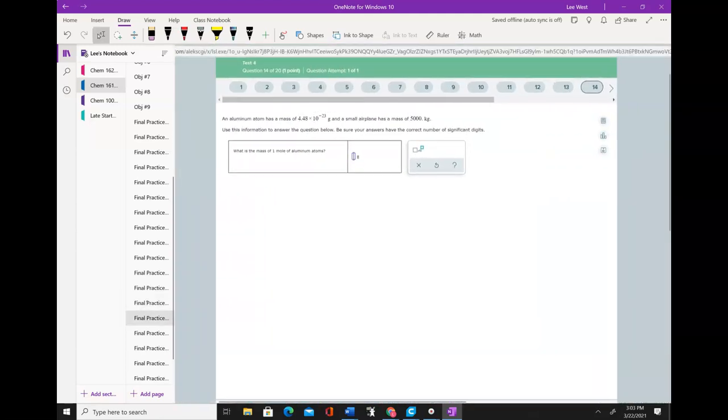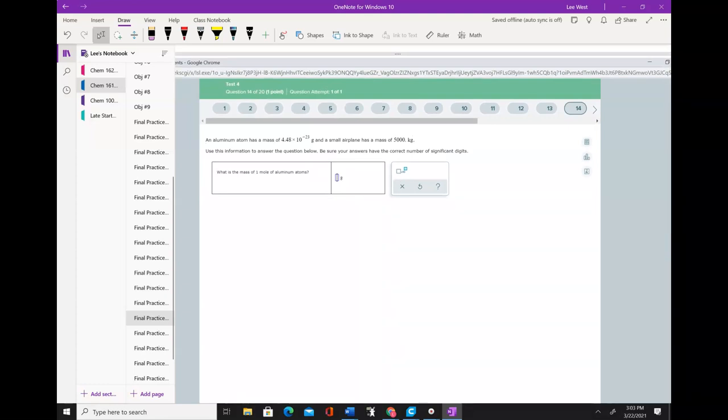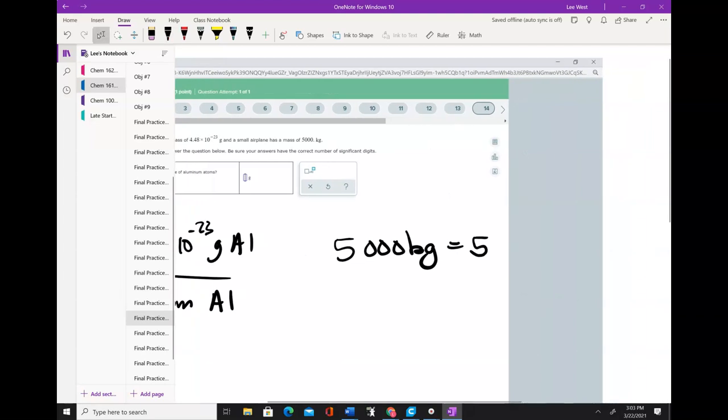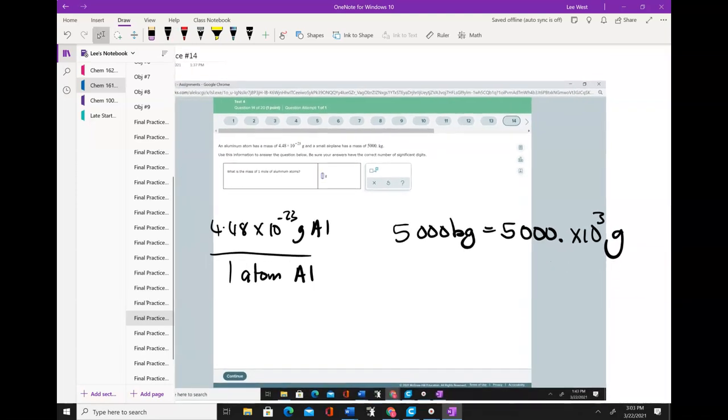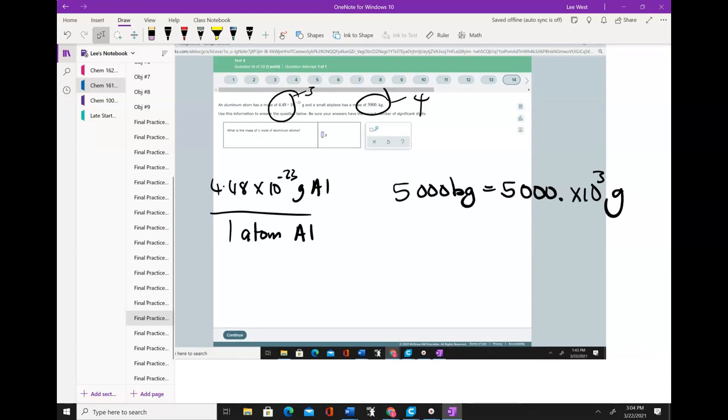All right. Oh, this looks like some kind of applied stoichiometry problem, doesn't it? An aluminum atom has a mass of 4.48 by 10 to the minus 23 grams. So that feels like they're just giving you a conversion factor, right? 4.48 times 10 to the minus 23 grams of aluminum for every 1 atom of aluminum. And a small airplane has a mass of 5,000 kilograms. So 5,000 kilograms, or we can say 5,000 by 10 to the 3 grams. Okay. Use this information to answer the question below. Be sure your answers have the correct number of Sig Figs. Well, that guy there is 3 Sig Figs, and that one there is 4. So let's see what we get.